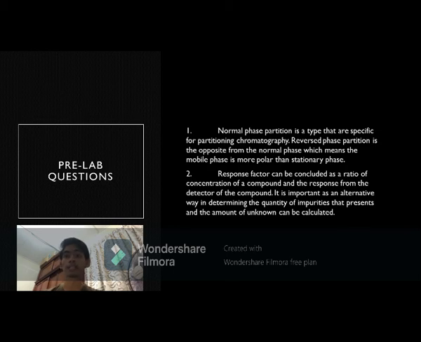The answer is, the response factor can be defined as the ratio between the concentration of a compound that is being analyzed and the response of the detector to that compound. Response factor is important because it is an alternate method for determination of the quantity of the impurities present, and the amount of the unknown can be calculated with the help of the peak area of the component.